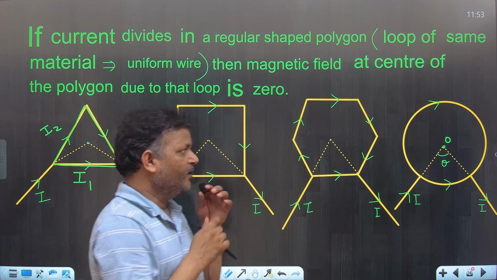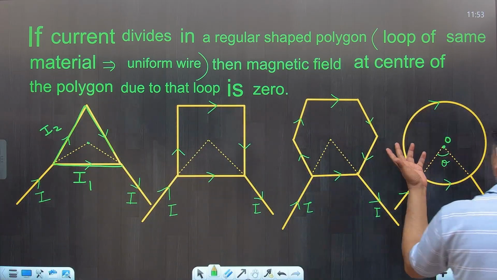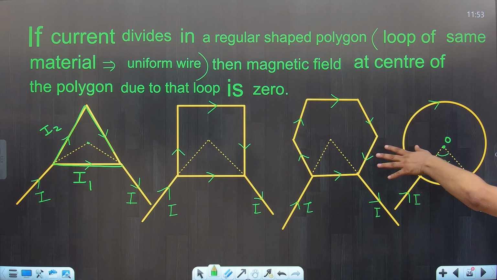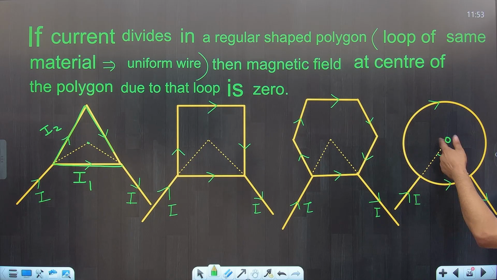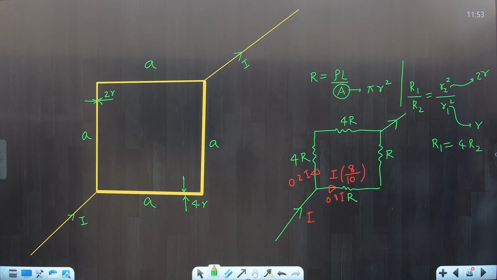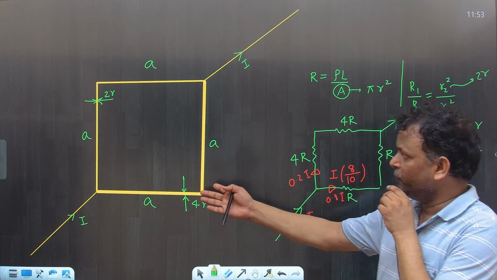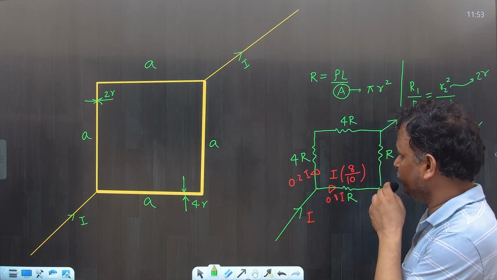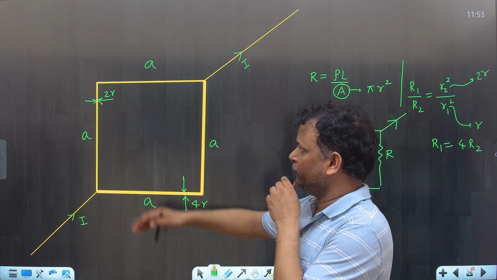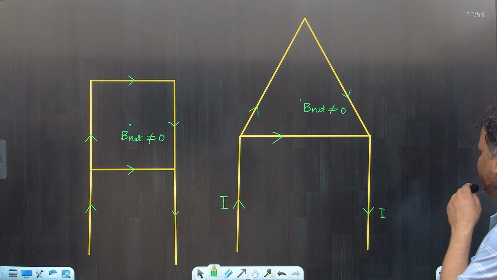Similar is the case here. Whether theta is 1 degree or 55 degree or 90 degree or 180 degree or 350 degree, whatever theta is, the magnetic field at the center is 0. What is the criteria? That the wire should be uniform. But if the wire is not uniform, like here, then the magnetic field is not 0, right? We will discuss it in the next term.